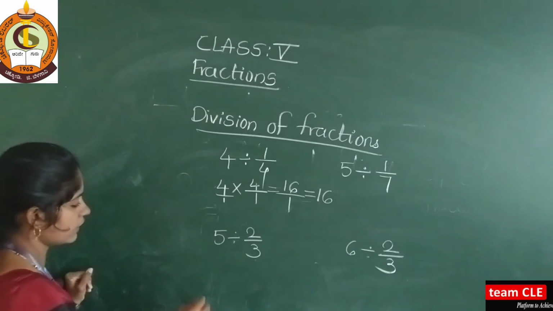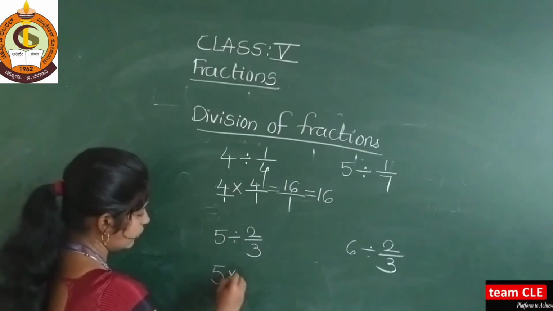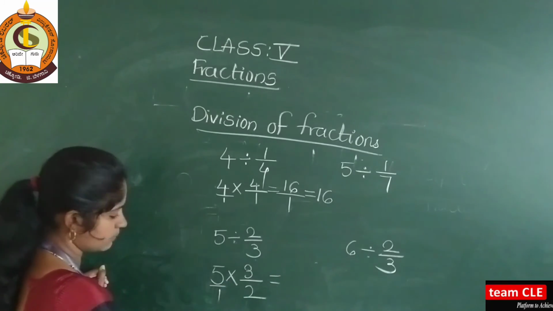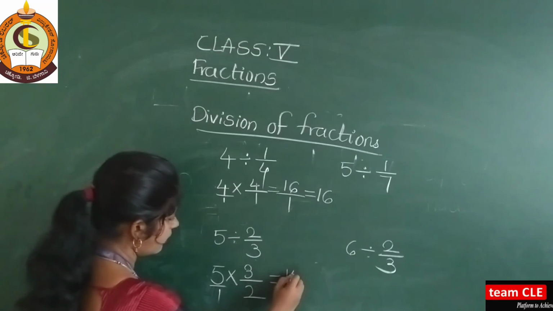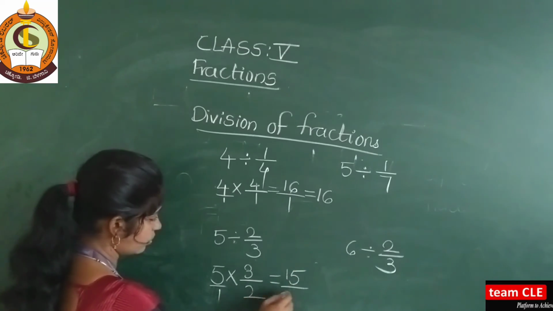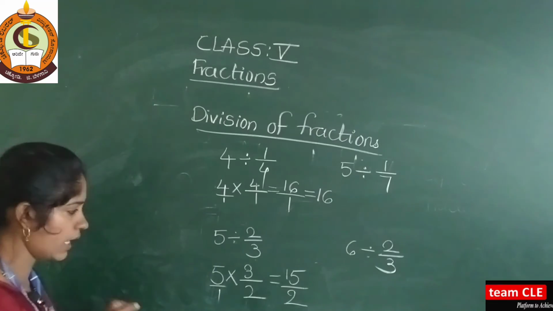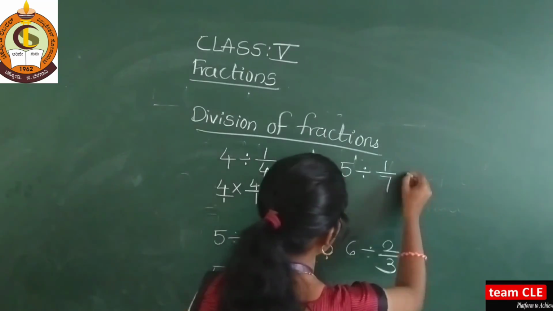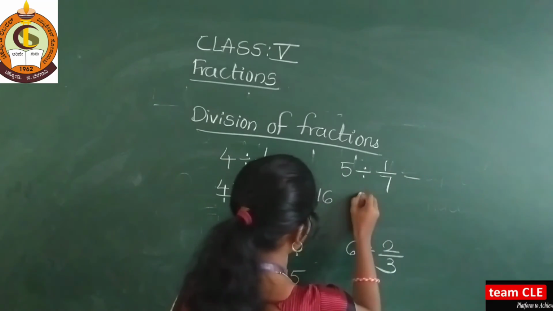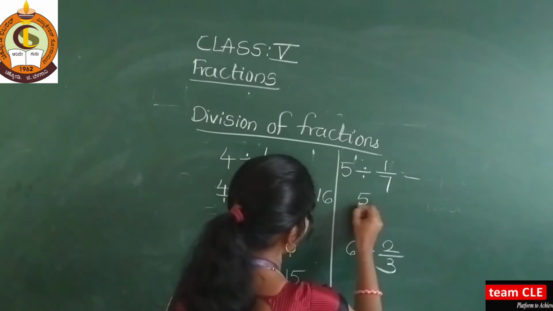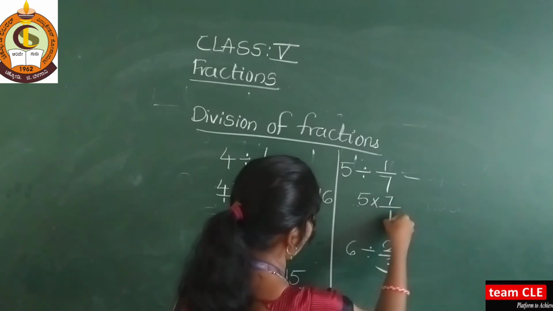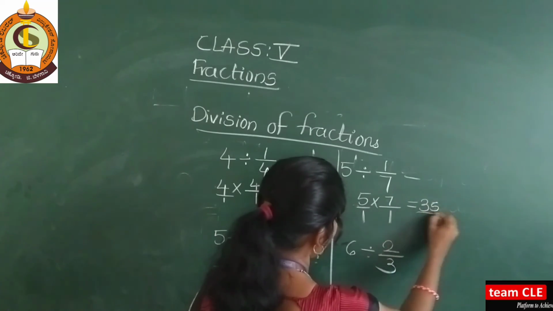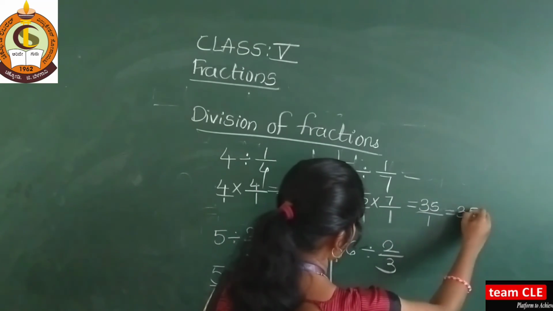Next, you take 5 into 3 by 2. Here there is no digit, so you assume it is 1. 5 3s are 15 and 1 2s are 2. So 15 by 2 is the answer. Next, again you take 5 into 7 by 1. Here there is no digit, which means 1. 5 7s are 35, by 1 is equal to 35.